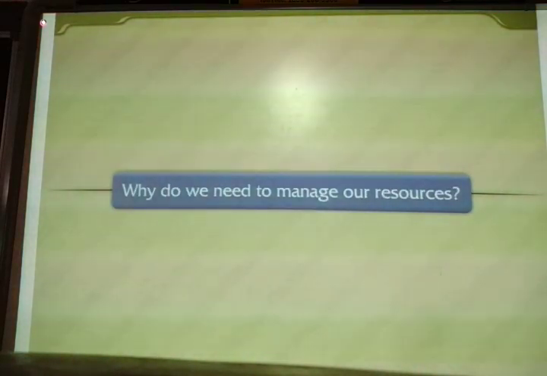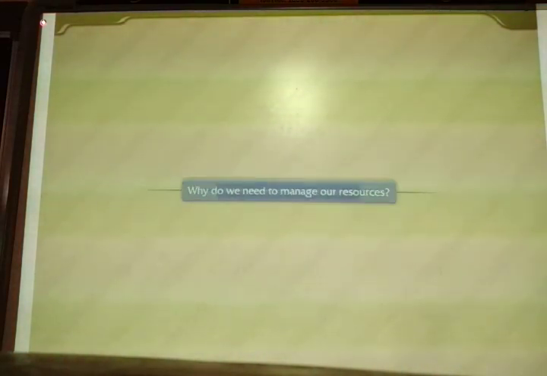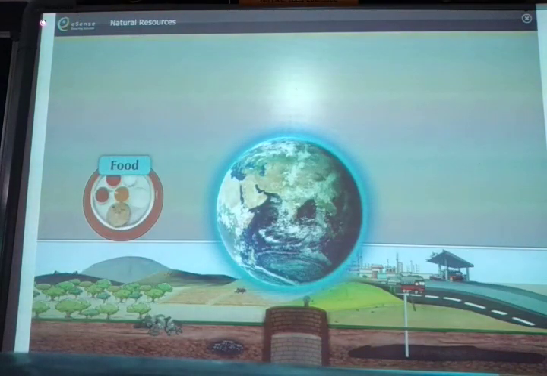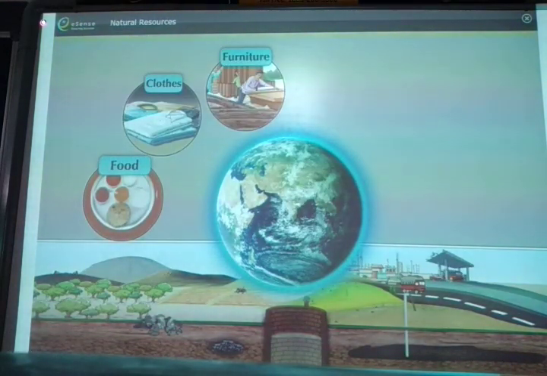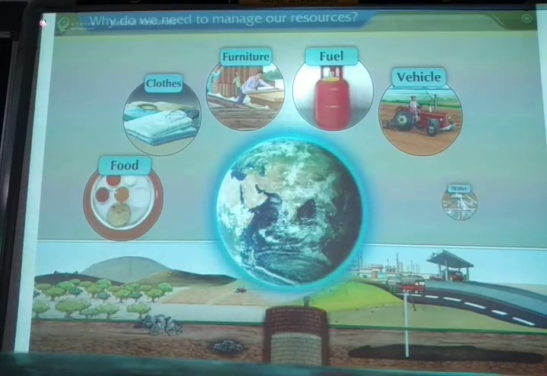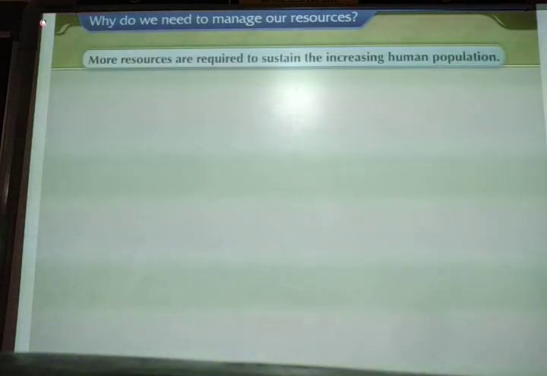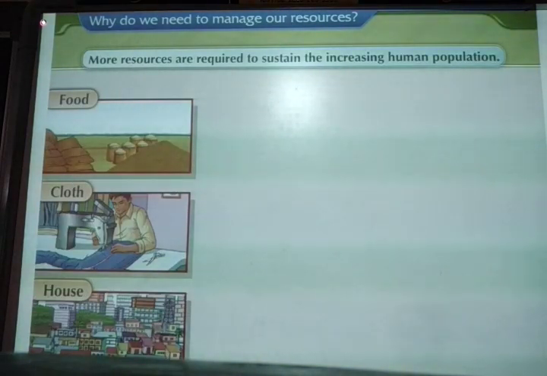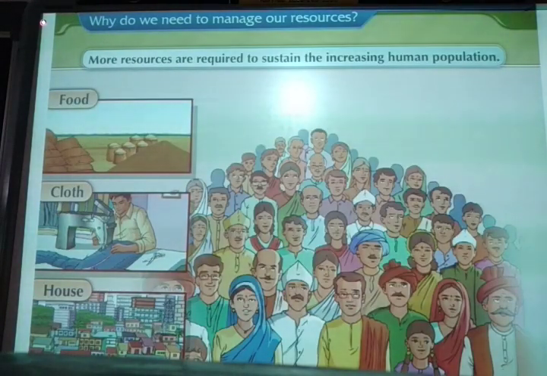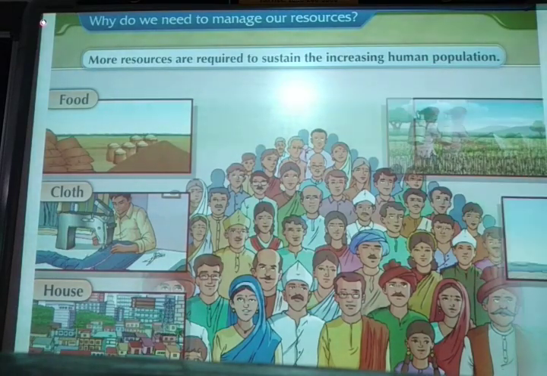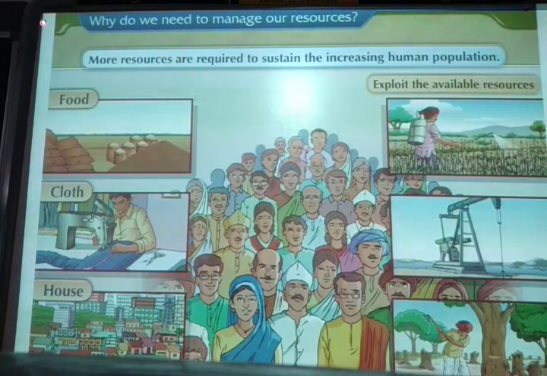Why do we need to manage our resources? We use all the things like food, clothes, furniture, fuels, vehicles, water, etc., which are obtained from the resources available on this earth. More resources are required to sustain the increasing human population, due to which people overexploit the available resources.